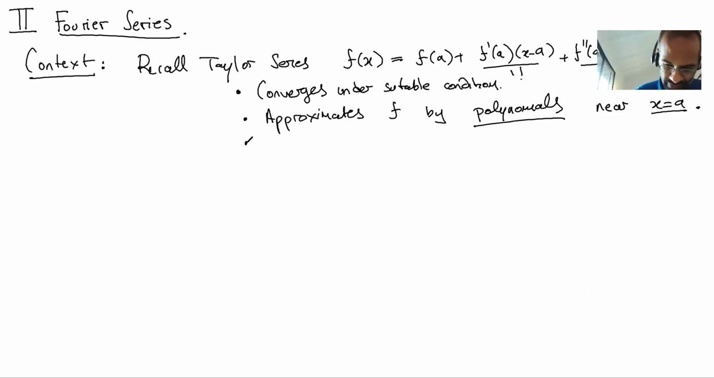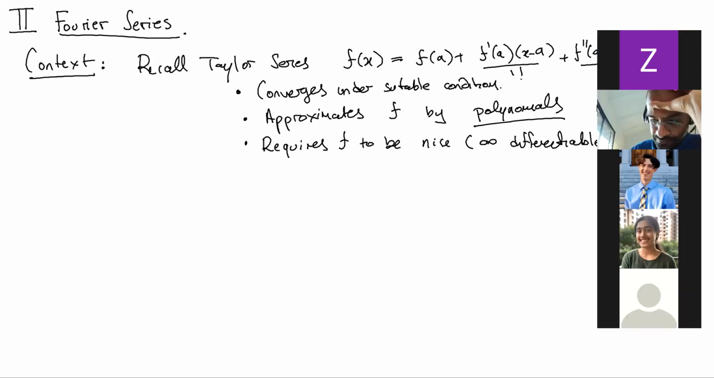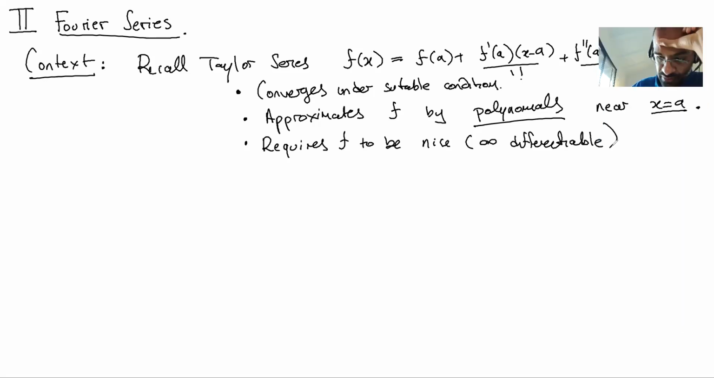And as you can see from the expression, this requires f to be pretty nice. By nice, I mean infinitely differentiable. If you can't take derivatives infinitely many times, then you can't do anything, right? So now, this, while very useful, is not always adequate because there are a lot of functions that come up in math and especially in physics that are not differentiable, for example, and you still want to approximate them by some nice functions.